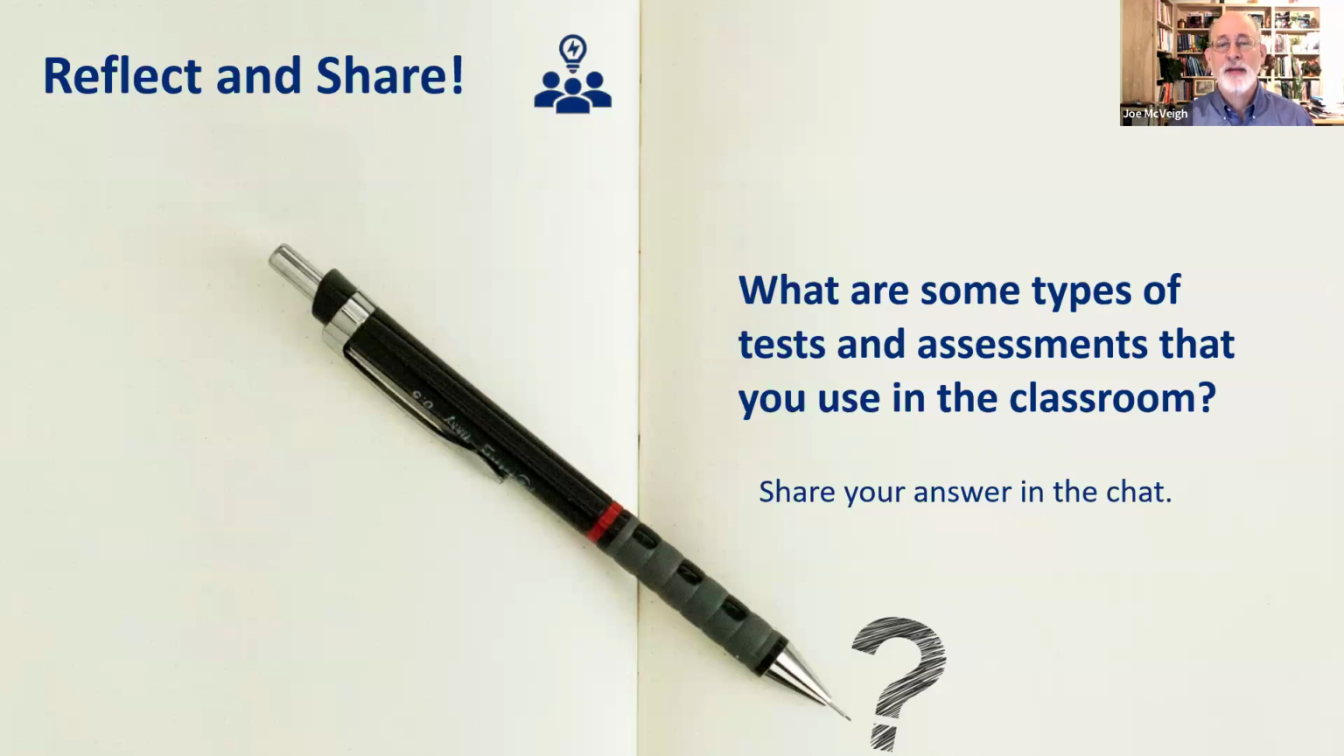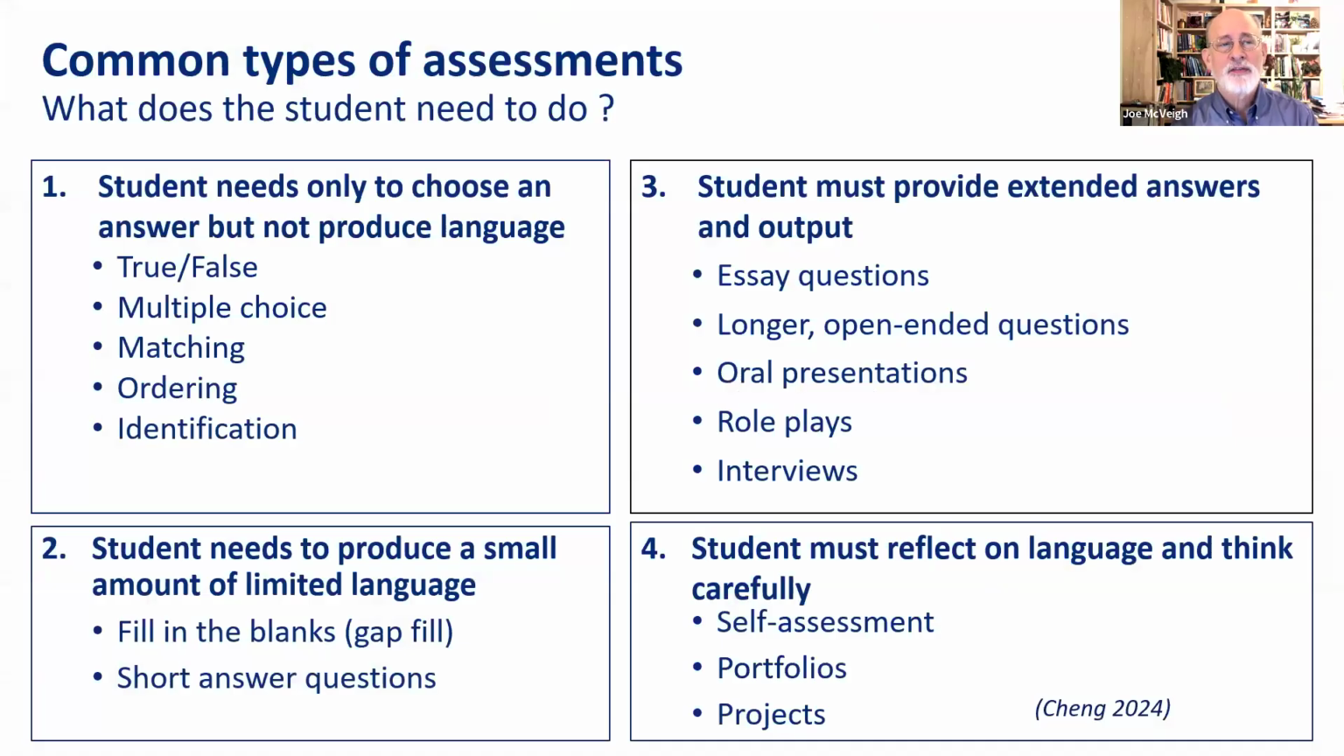Well, thank you for sharing those types of tests and assessments that you use in the classroom. Let's take a look at an overview of some common types of assessment. And I've broken these into different sections based on the question of what the student needs to do in order to complete the test. So in the first type of test, the student needs only to choose an answer, but the student doesn't need to produce language. So some examples of these types of tests or assessments would be true-false questions, multiple choice questions, matching questions, which we did earlier, ordering, putting different items in the correct order, or identifying, choosing how things relate to each other.